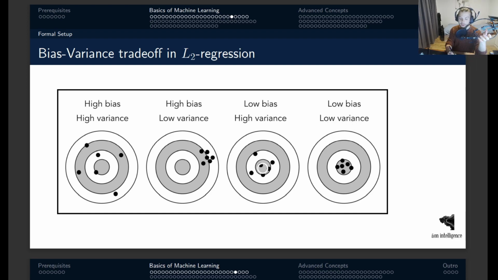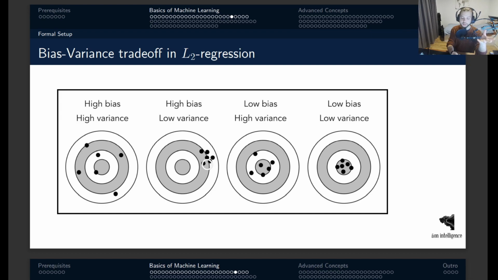So it might be that our aim is good, but the rifle we're using is poorly calibrated so that the bullets scatter around our average shot, which is the bullseye. And in that case, we have low bias because our aim is ideal. We target the bullseye, but we have high variance because the shots just scatter around it. And only on average, we hit the bullseye.